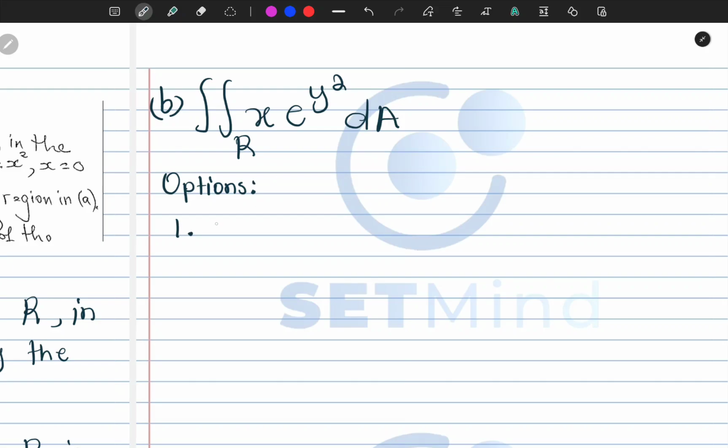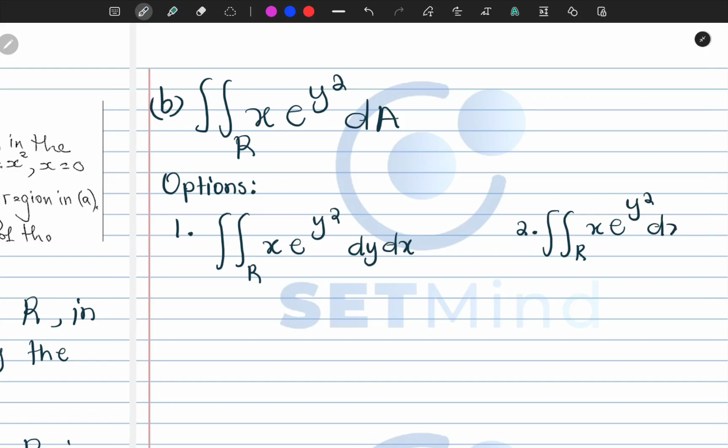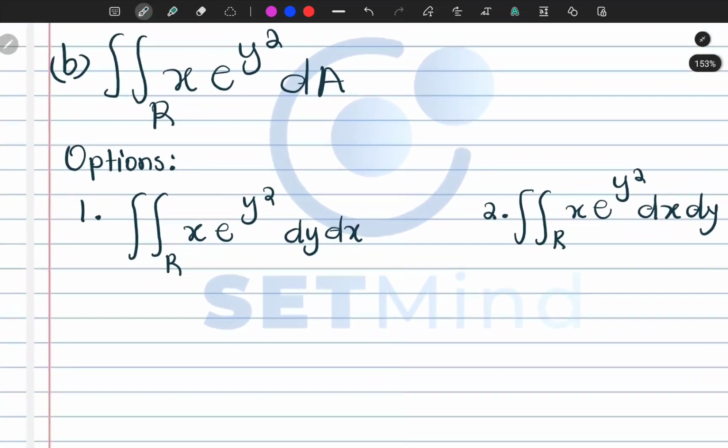So option 1, what you can do, you can integrate in this particular order, y squared. So option 1, you can do dy dx, and option number 2, when doing your integration, in our region, you can choose to do dx dy. So x e to the y squared dx dy. So let's look at these carefully, both of them.